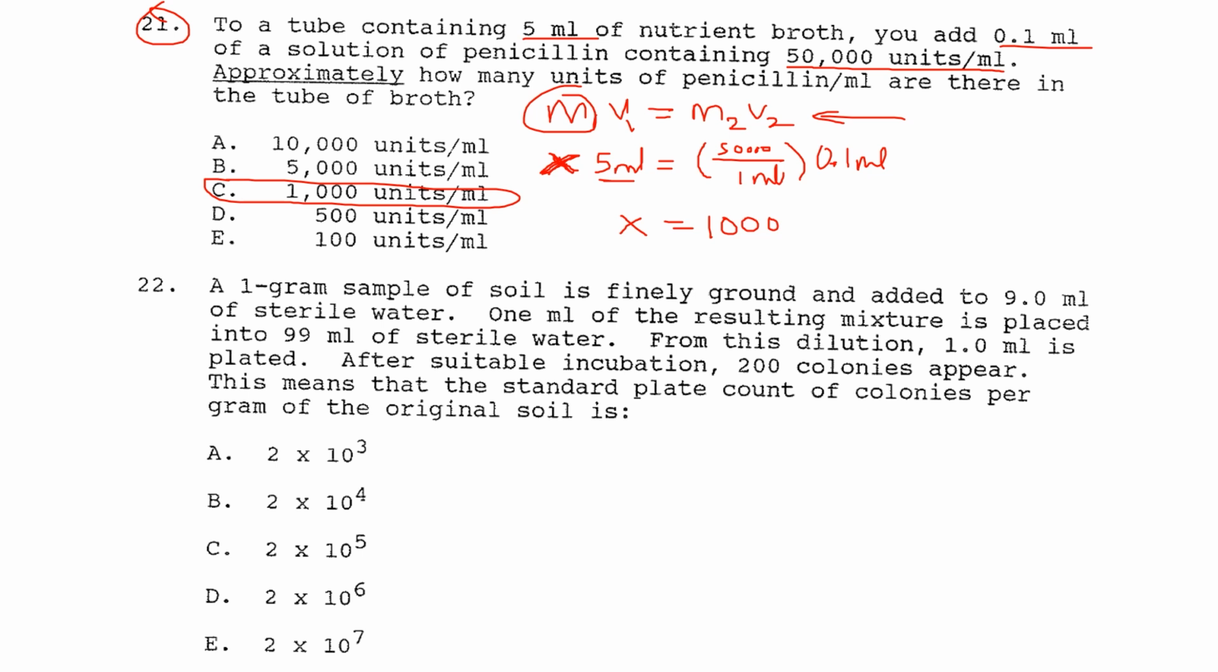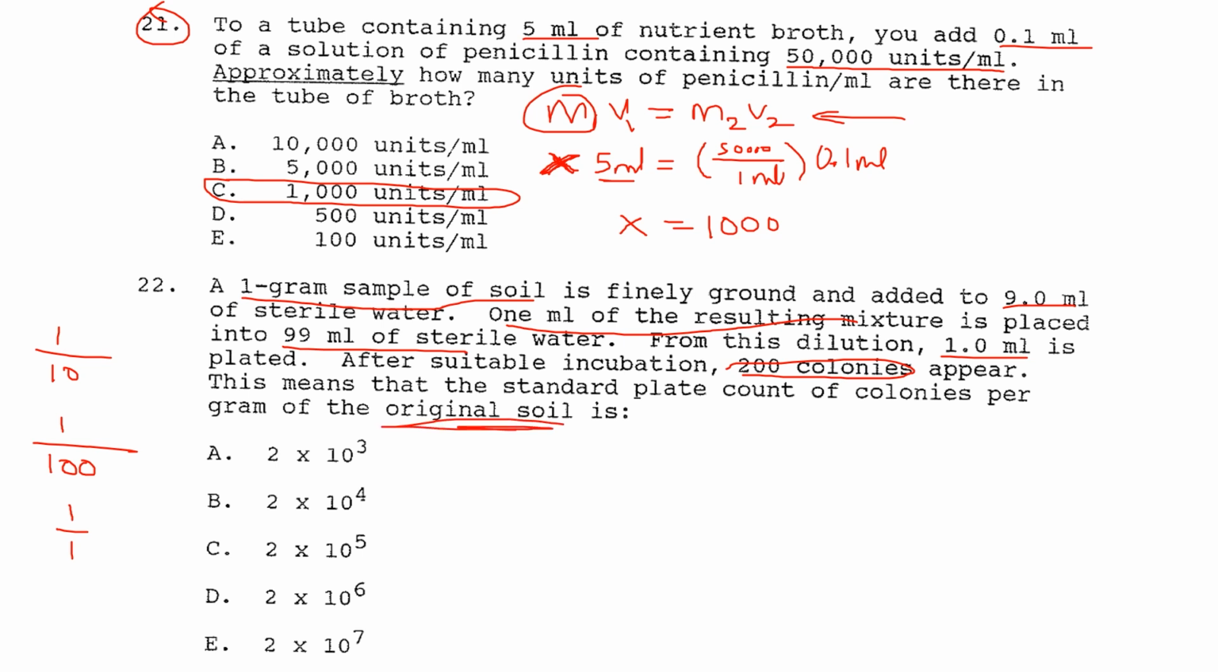All right, so for this one, we have 1 gram of sample soil added to 9 mils. So that is already a 1 to 10 dilution. We can write that down somewhere. 1 mil of that mixture is placed into 99 mils, so that's another 1 in 100 dilution. And then from this, 1 mil is plated, so that's just 1/1, so we don't need to care about that. And then we get 200 colonies from that. It wants us to back calculate the original number of colonies in the soil.